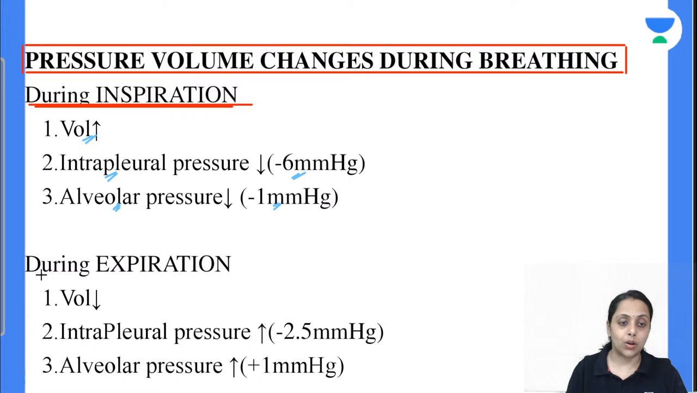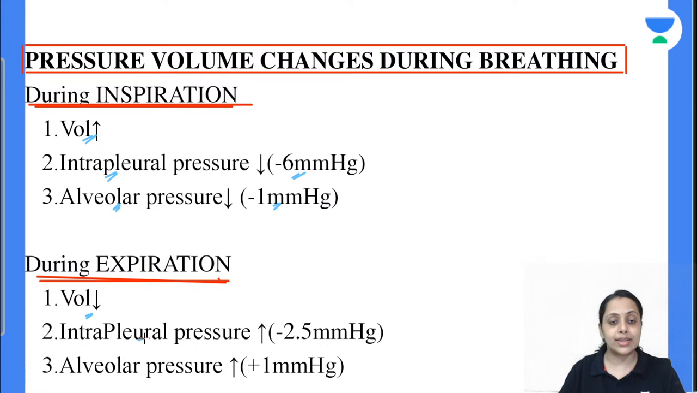ड्यूरिंग एक्सपिरेशन, नाउ ड्यूरिंग एक्सपिरेशन क्या होगा, वॉल्यूम इन द लंग इज गोइंग टू डिक्रीज. So since volume is decreased, pressure is going to increase. So both intrapleural as well as alveolar pressure is going to increase. So intrapleural pressure -6 से हमारा पहुंच जाता है -2.5 mm of Hg. Alveolar pressure from -1 से ये अगेन जीरो आ जाता है at the end of inspiration. ठीक है, और from zero it reaches to +1 mm of Hg. Is this clear with everybody?